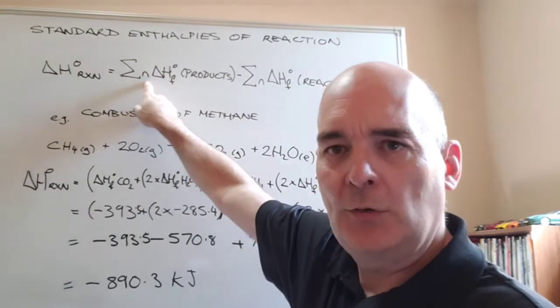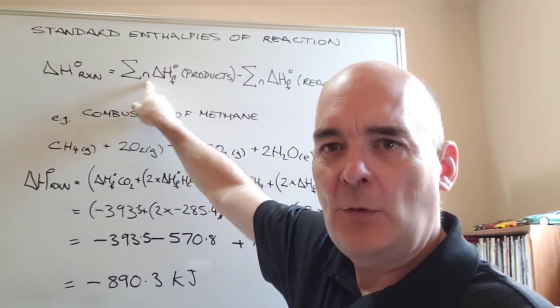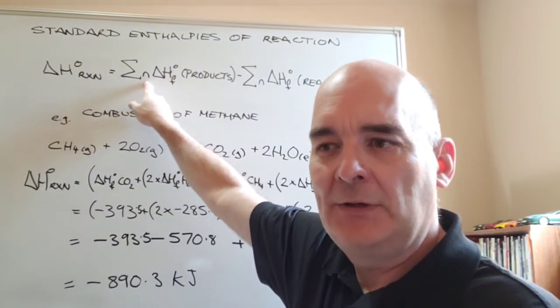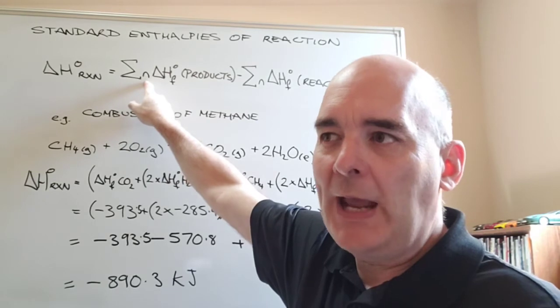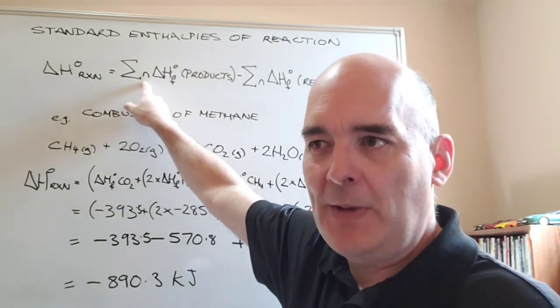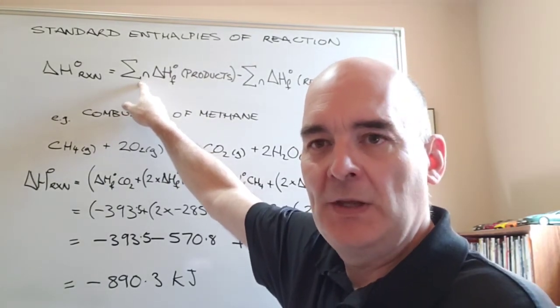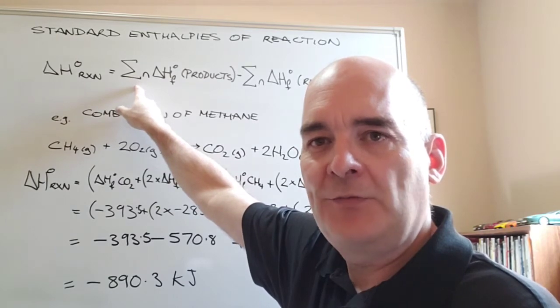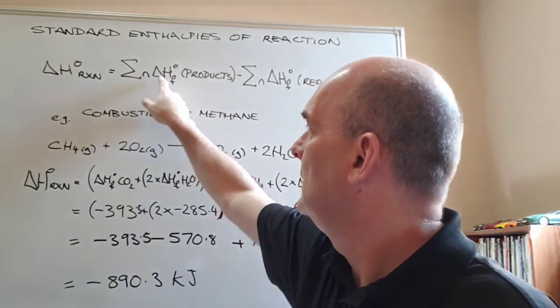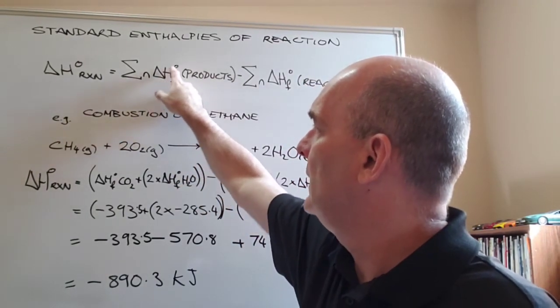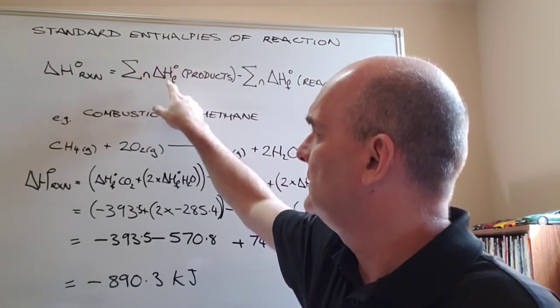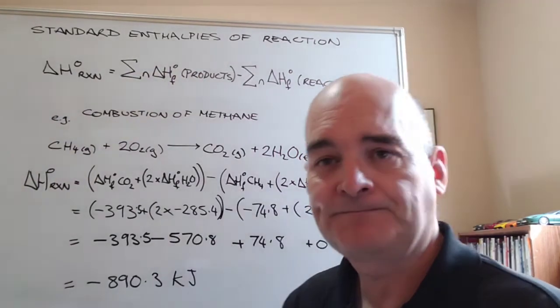N is the total number of moles. So if I were to do a reaction that had double the amount of one reactant than another, or double the amount of one product than the other, I have to take into account the number of moles that I'm looking at. And then we're looking at the standard enthalpies of formation of the products.